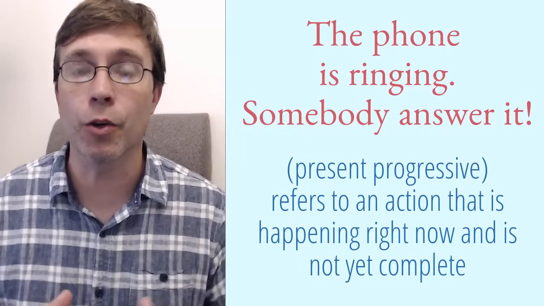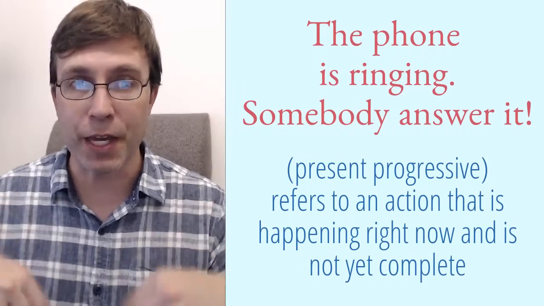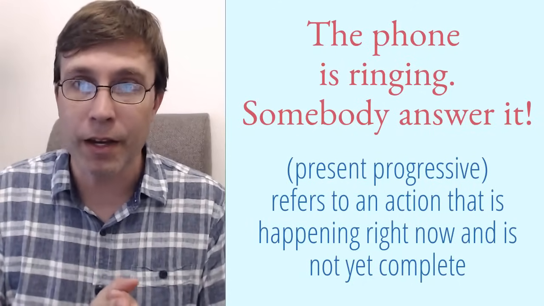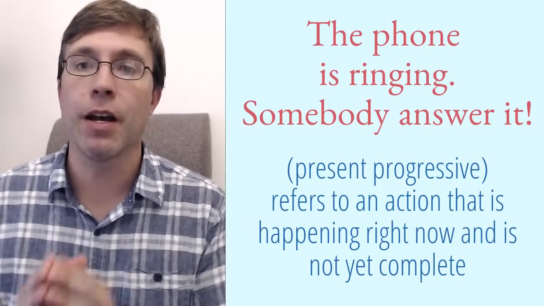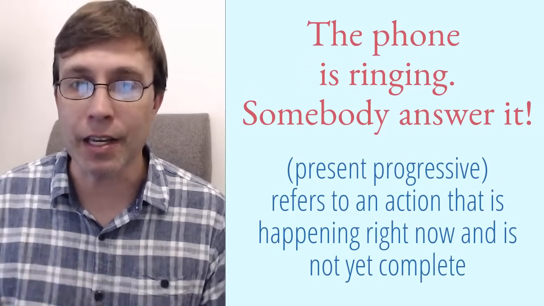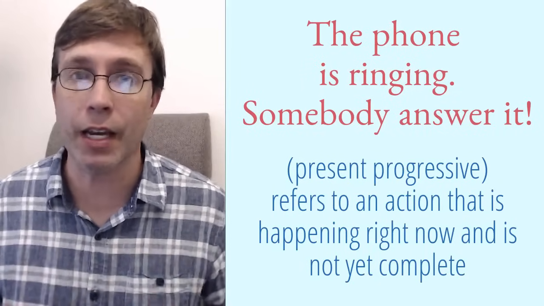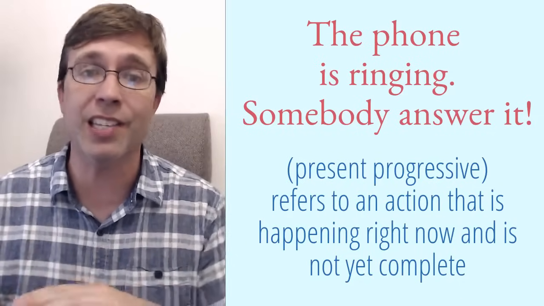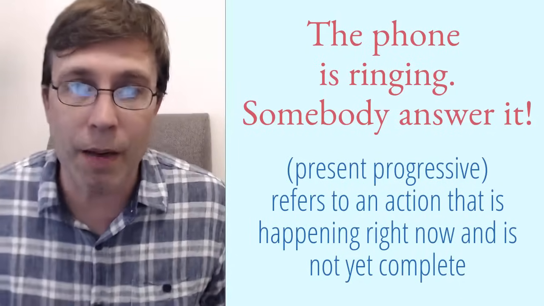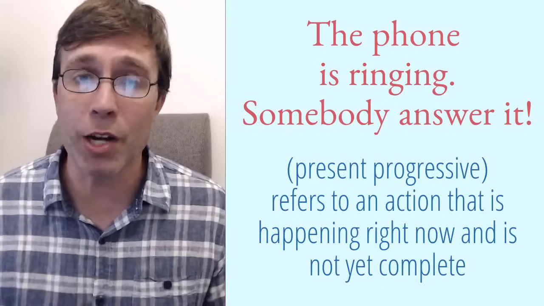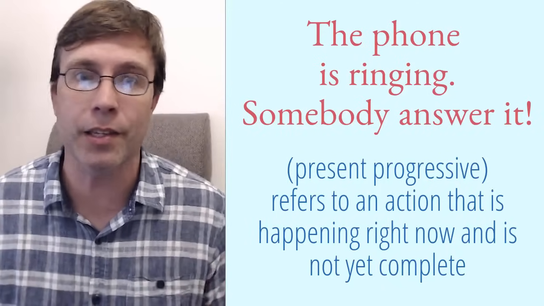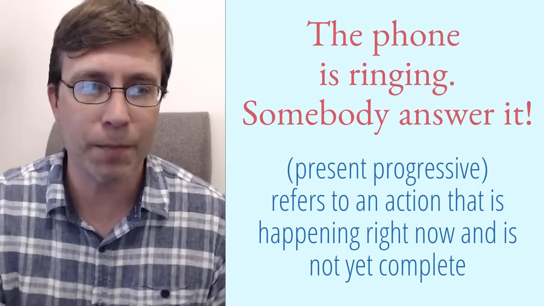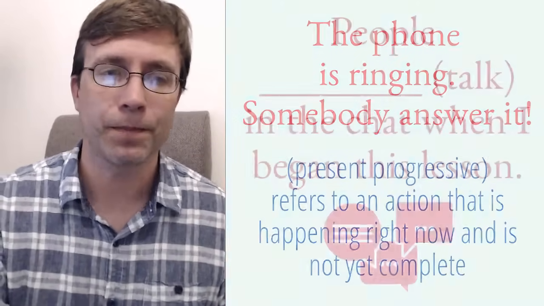Remember the formula that you're going to use when you're talking about things that are happening now. We're going to use the verb to be plus the main verb with the ing. Is ringing. The phone is ringing. Somebody answer it. Present progressive. Something that's happening now, it's not complete. So this is a common incident. You might hear this if you're watching a movie or a TV show and say, hey, somebody's phone is ringing. Answer it. Pick up the phone. Are you ready? Here we go.